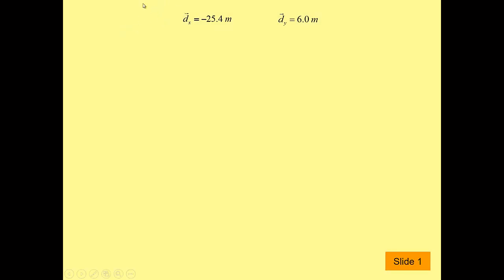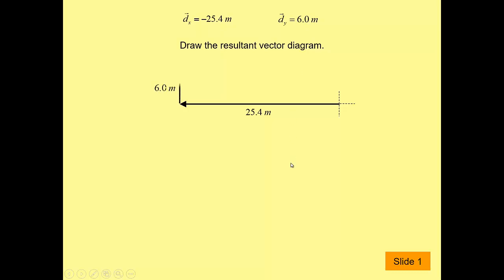Once we have the components, our next step, well, we could try to do the trig on these, but it's a little hard to do the trig without a diagram. So I'm going to redraw my diagram using these components. So I'm going to draw the resultant vector diagram. Since our x is negative, that's going to make it go to the left. Our y is positive, so that's going to make it go up. And there is our resultant, from the tail of the first to the head of the last. And notice we have a little right triangle.